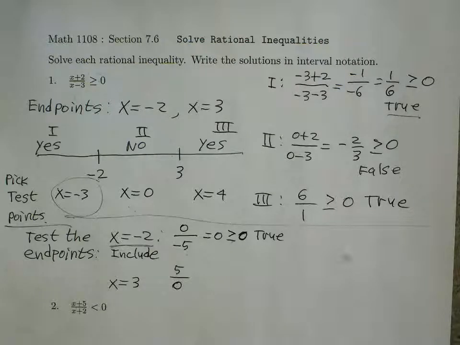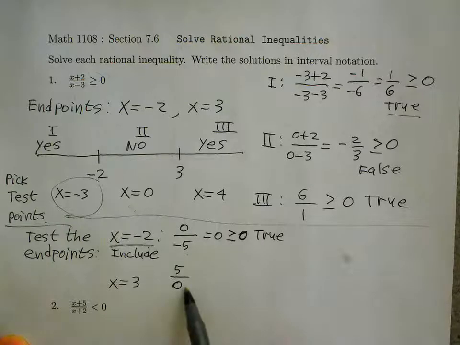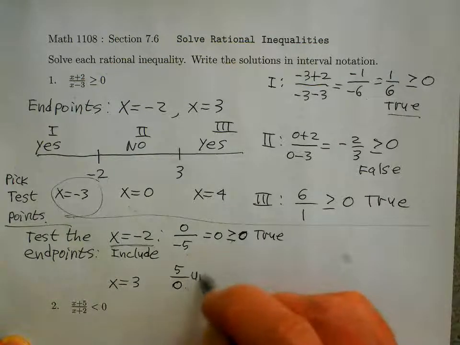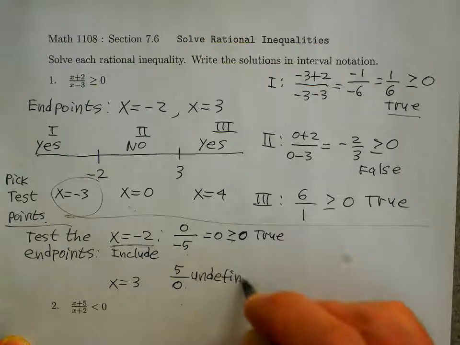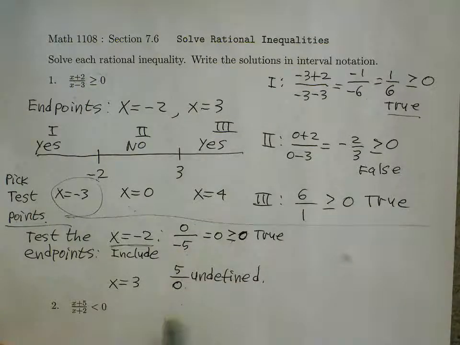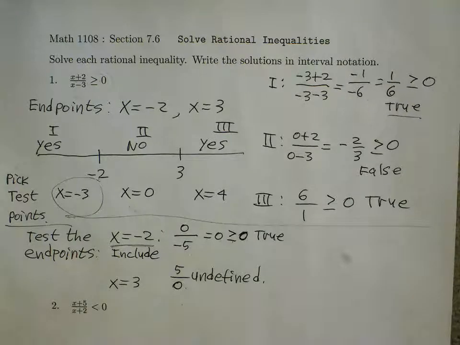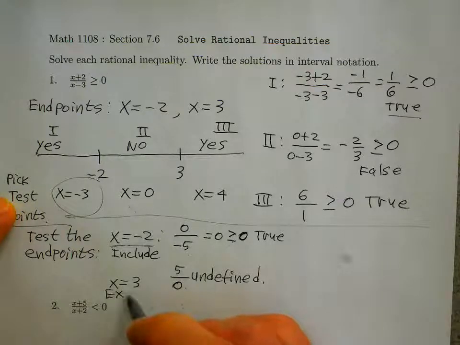So anybody online know what 5 divided by 0 is? Anybody in class know? You can't divide by 0. This is undefined. 5 divided by 0 is undefined. In the practical sense of dividing by 0, you'll find that it's just nonsense to try to divide by 0. So that means we exclude that endpoint because we get an undefined expression.